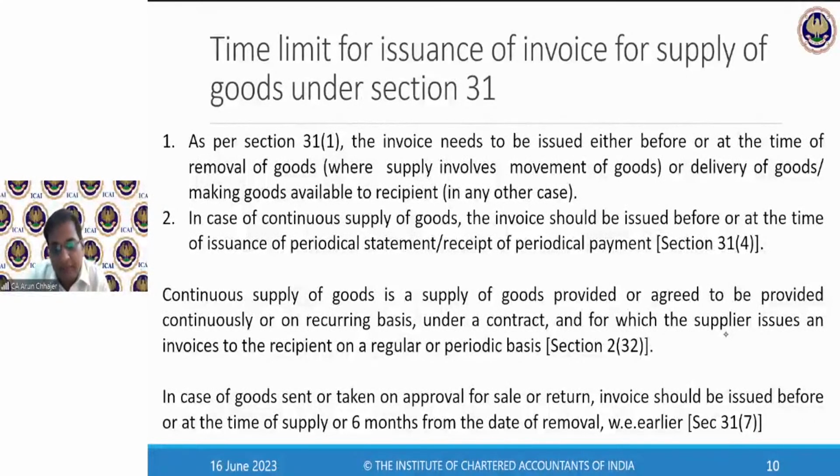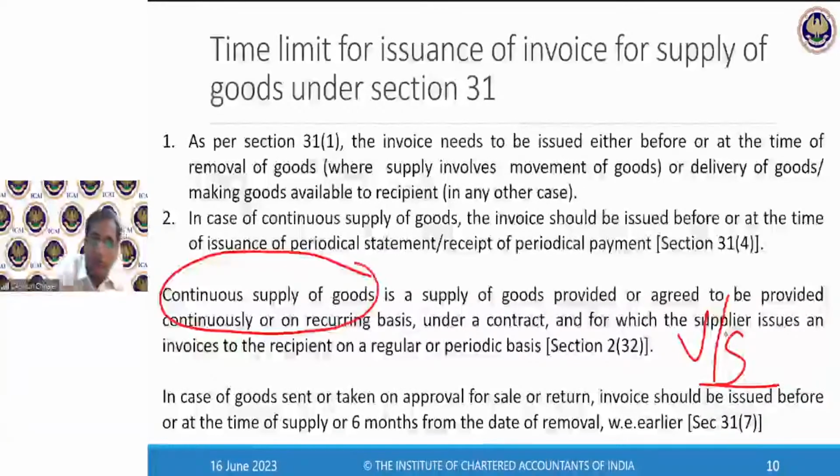The continuous supply of goods is a supply of goods provided, or agreed to be provided, on a continuous basis under a contract, and for which the supplier issues an invoice to the recipient on a regular or periodic basis. You can compare this with continuous supply of service.